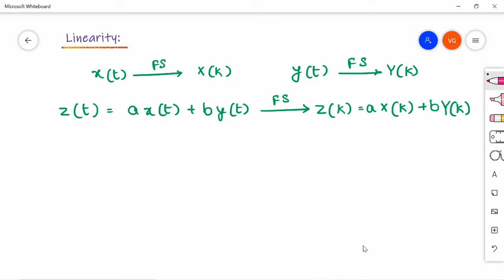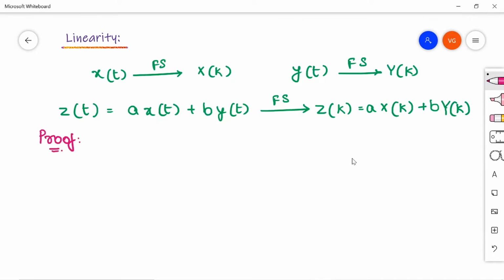So consider two signals x of t and y of t. So if you apply Fourier series on x of t, you will get x of k. Similarly, if you apply Fourier series on y of t, you will get y of k. Then let us take a combination of the signals x of t and y of t. Let us call it as z of t. So z of t is equal to a x of t plus b y of t. Now if you apply a Fourier series on this z of t, you get z of k. Then z of k is defined as a x of k plus b y of k. Now let us see the proof for this property.